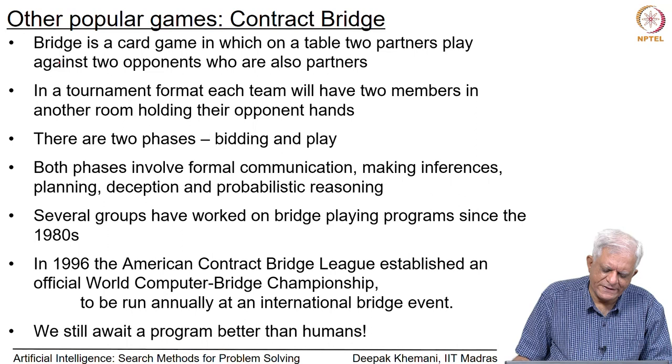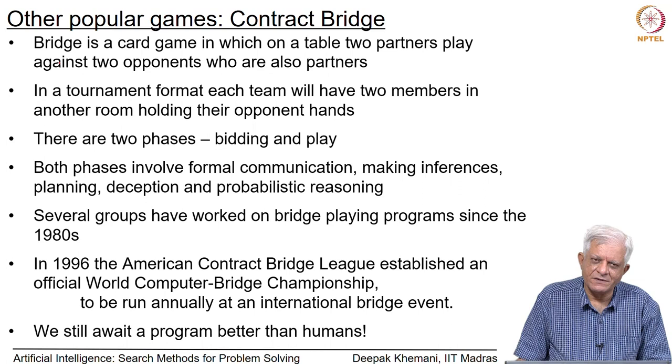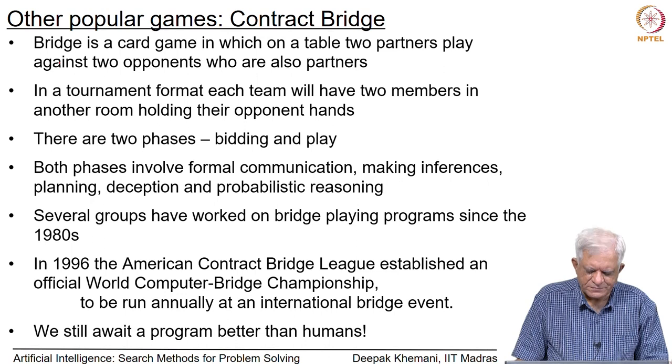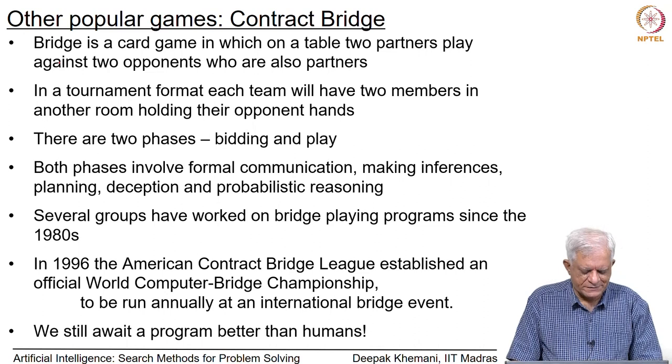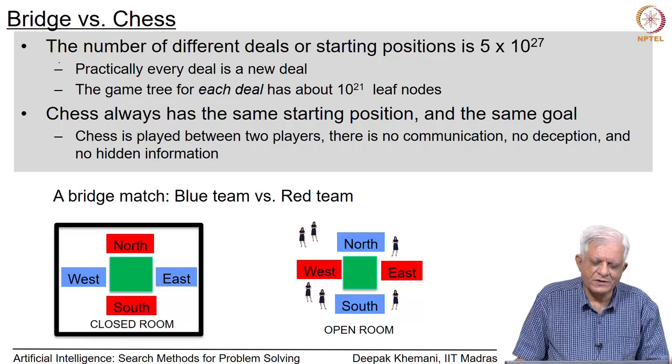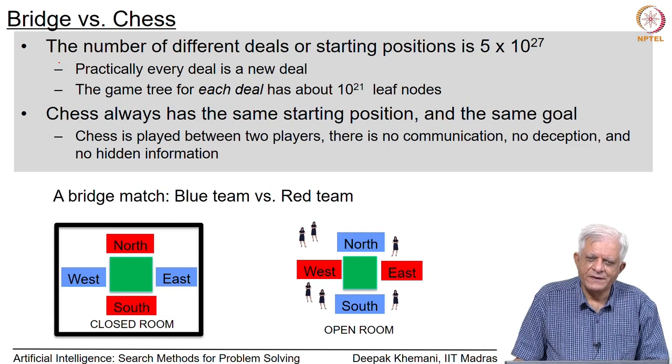Like in chess, a computer bridge tournament was started and we have world bridge championships every year, and they happen at the venue of a major bridge tournament, and there have been many programs which have been participating in this, and one of the programs which has been doing very well is a program called Jack, which comes from Netherlands. But having said that, it is still an open problem because we still do not have programs which are better than human. So, let us just do a very quick comparison between bridge and chess.